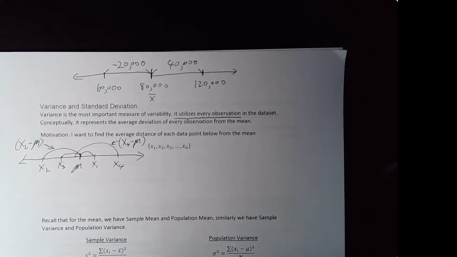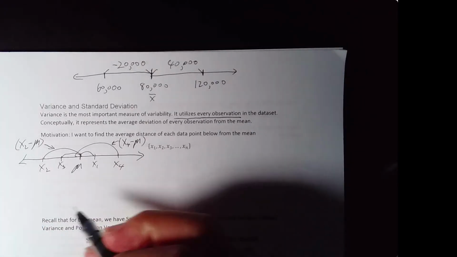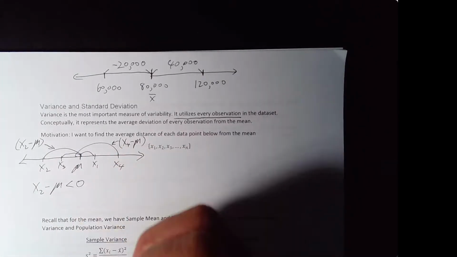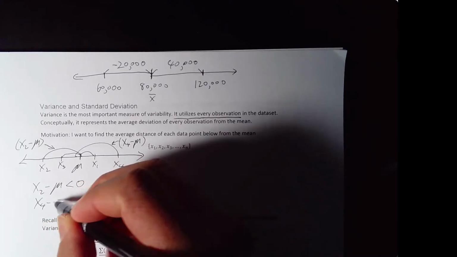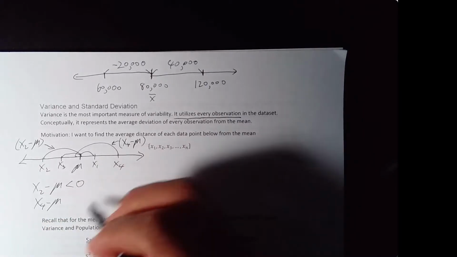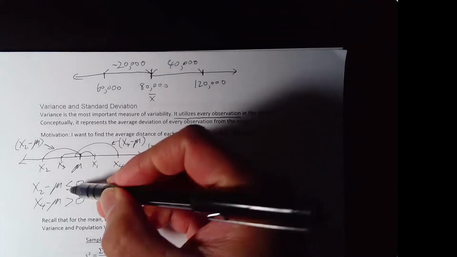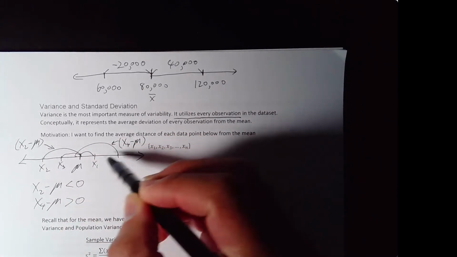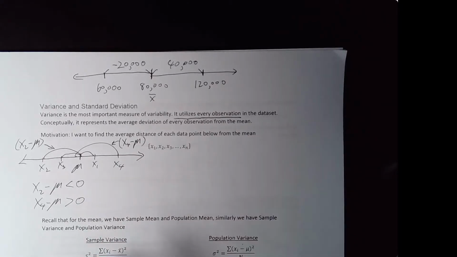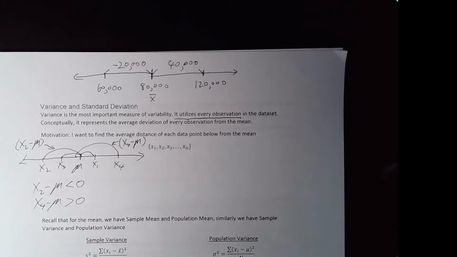Now, if I want to find the average of all the distances, well, I could simply add them all up and then divide. But here's the problem. x2 minus mu, because x2 is smaller than mu, is going to be less than 0. x4 minus mu, because x4 is greater than mu, the way I draw it here, is going to be greater than 0. What happens if I add a bunch of negative numbers and a bunch of positive numbers? They're all going to cancel out from each other.